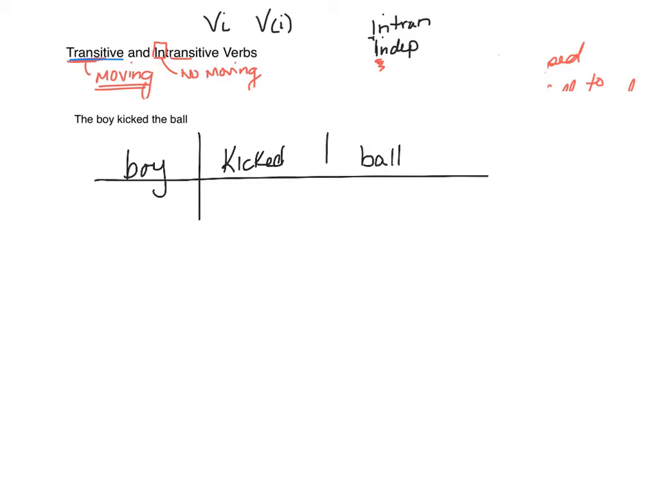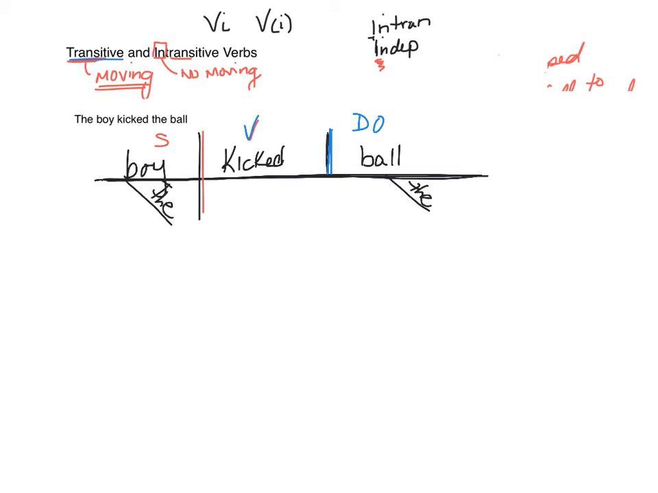And then we use that line that does not go through your main idea line to separate your verb from your object, your direct object. The earlier line separates your subject from your verb. And then we can put the rest in, no problem. The, capitalized, boy kicked the ball.